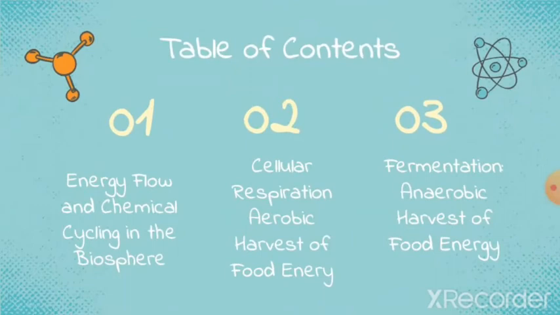So, here's our table of contents. The first topic that we are going to discuss is all about the energy flow and chemical cycling in the biosphere. Second, cellular respiration, the aerobic harvest of food energy. And lastly, fermentation, the anaerobic harvest of food energy.